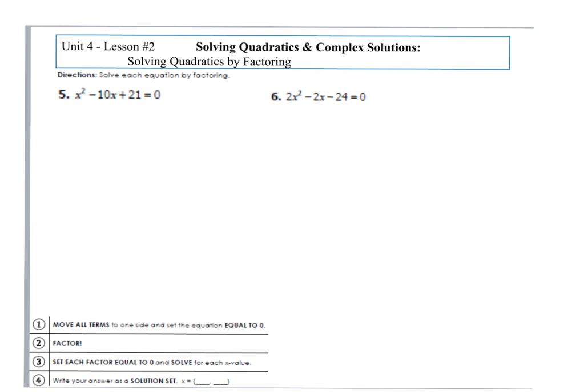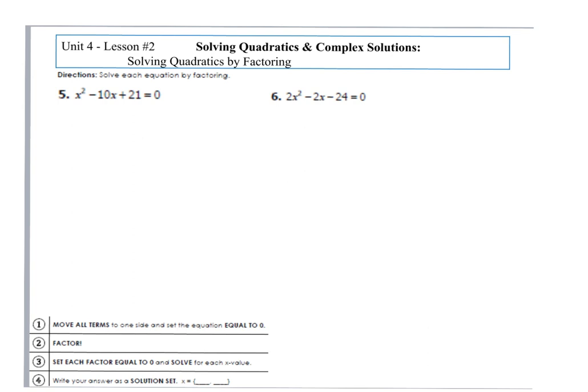Okay, number 5, and I apologize if this is a little blurry. I'm not sure quite what happened to it, but hopefully you can still see good enough, and you should have a copy of the notes even if you're just watching this that you had available to print out. On number 5, we have the quadratic trinomial x squared minus 10x plus 21 equals 0. So step 1 is done. It's set equal to 0. Now we need to factor it.